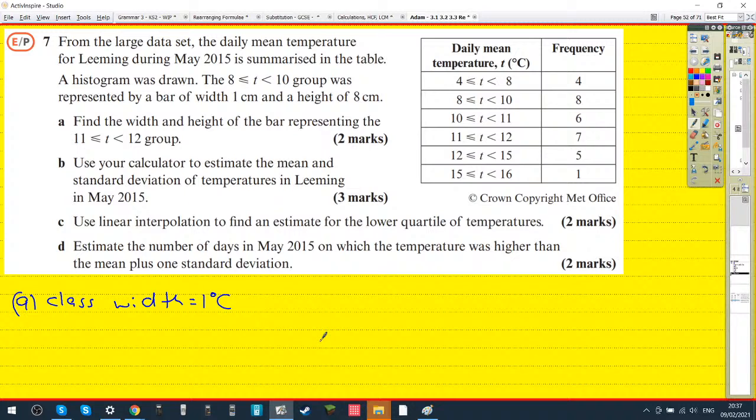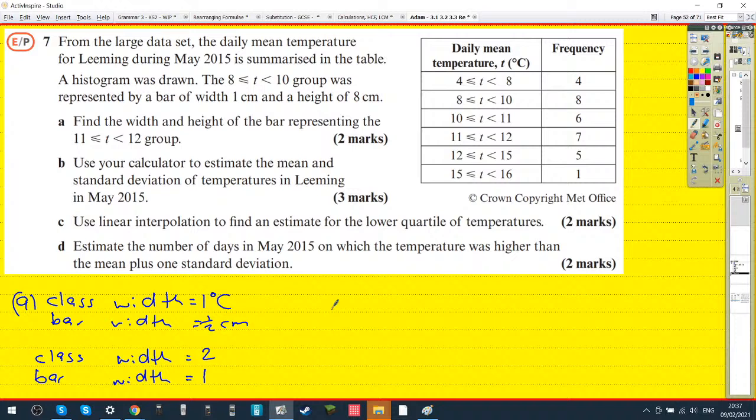So you can use the one before it. It says that a width is 1 centimeter for 8 to 10. Okay, so what's the class width and then what's the bar width? So it's 2 for the class width and 1 for the bar width. Yeah. And so for this one, it would be a class width of 1 and a bar width of a half, 0.5 centimeters. Yeah. Find the width. Okay, and they want height as well.